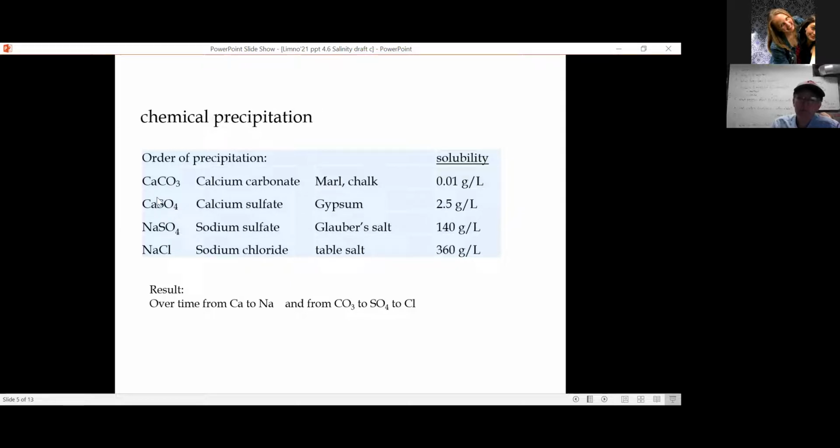So calcium carbonate is not very water soluble. Practically speaking, you really can't dissolve more than 1/100th of a gram per liter. You can put in as much as you want, but you're not really going to get more than 0.01 grams per liter staying dissolved in the water.